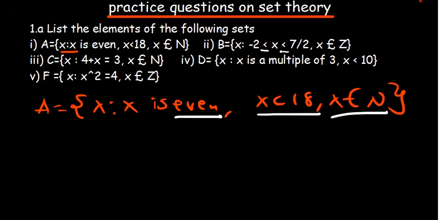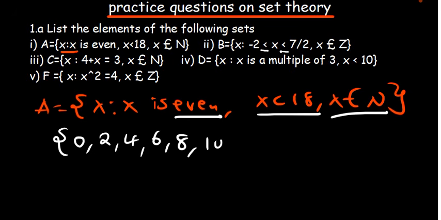But generally, when you talk about even numbers, a set of even numbers starts from as low as 0. So you have 0, 2, 4, 6, 8, 10, 12, 14, 16. We're saying less than 18. 17, which is less than 18, is not an even number, so we would end at 16, generally speaking.